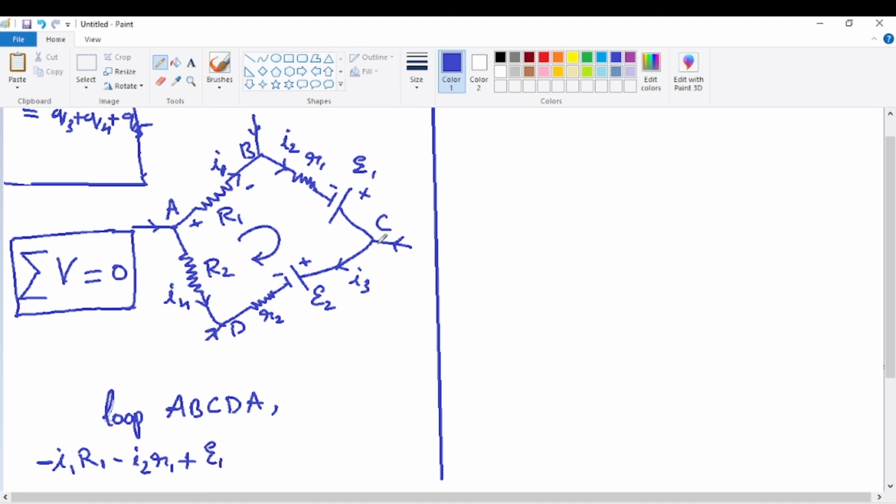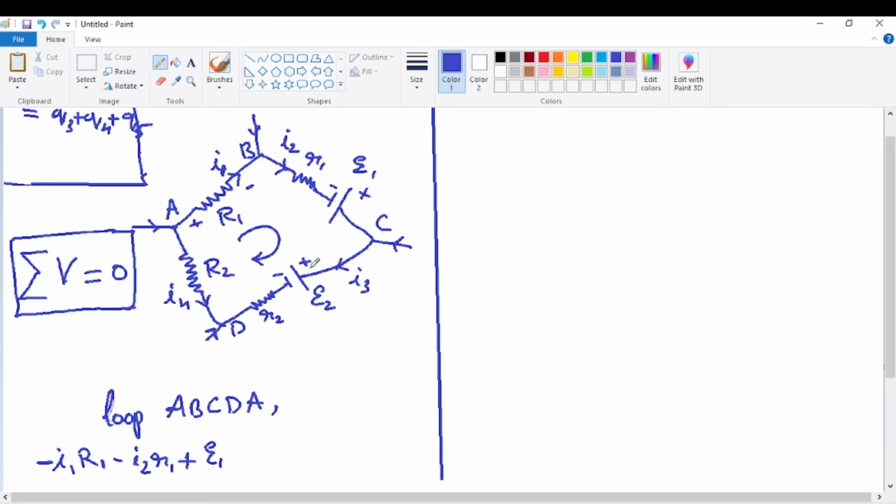Next we have reached C. Next, C to D. First we are going across a cell. In which direction? Don't look at the direction of current. For a cell, only the terminals should be seen. Direction of current should be seen only for a resistor, but for a cell it doesn't work. A cell is an electric field, so the terminal direction should be seen. This is the positive terminal, this is the negative terminal.